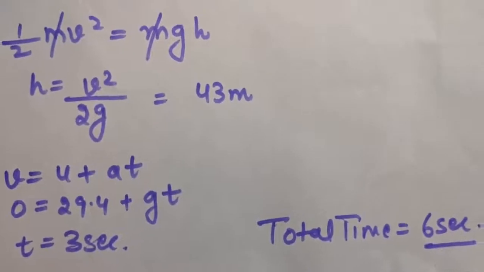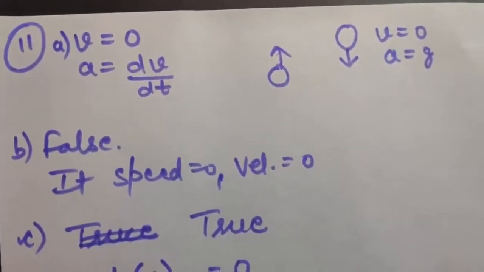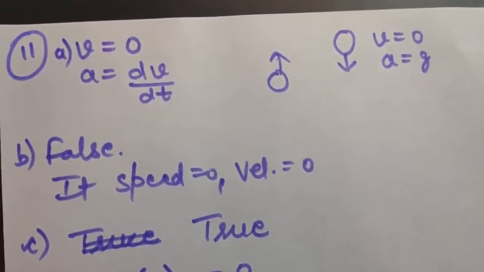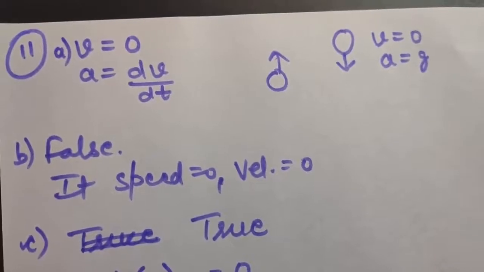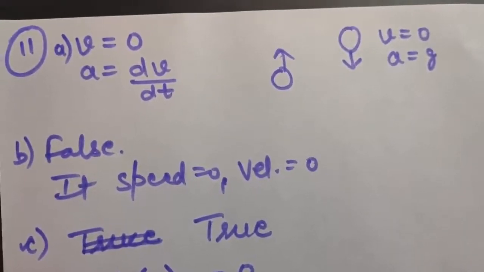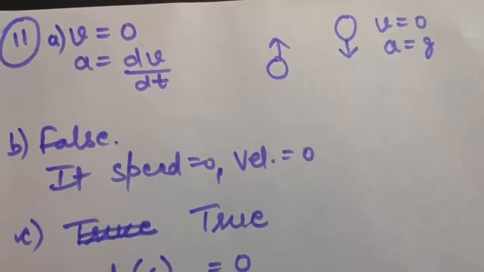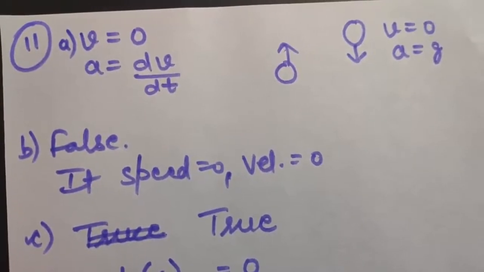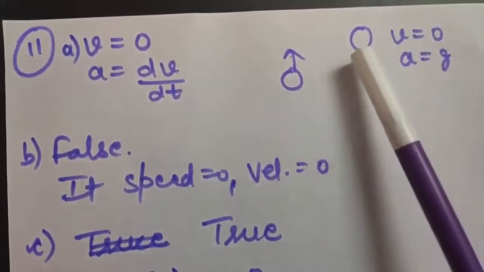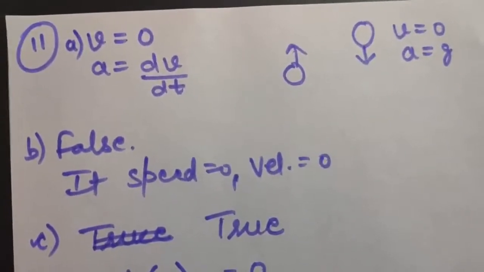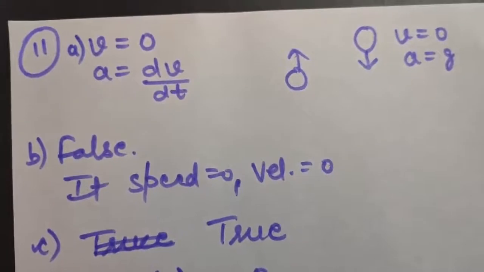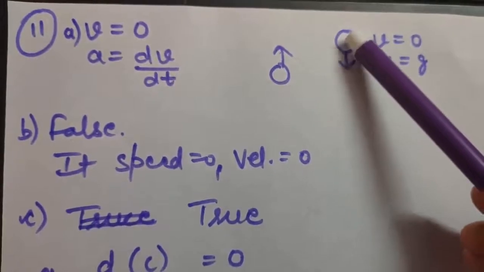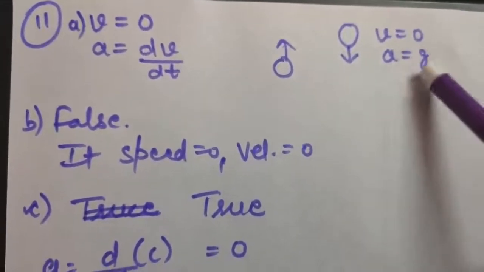Okay, so the next is question number 11. It says, read each statement below carefully and state with reasons whether it is true or false. So A part is, an object with zero speed at any instant may have non-zero acceleration at that instant. I told you, when a ball is at the highest point, its velocity is zero, but there is acceleration in the downward direction. So this statement is true, because when the ball has zero speed at the uppermost point, the acceleration is still there. So this is true.